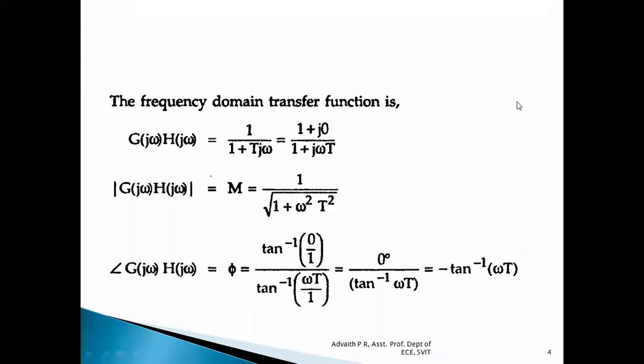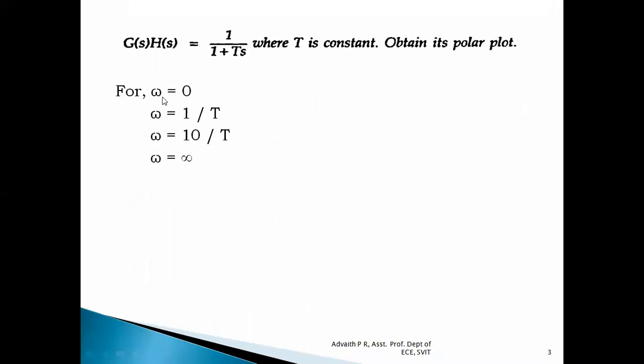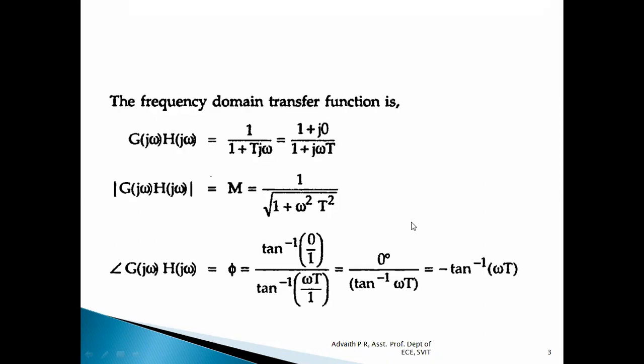If we observe, initially we'll be giving omega is equal to 0. Next, we'll be giving omega is equal to 1 divided by t. Next, we'll be giving omega is equal to 10 divided by t and omega is equal to infinity. For these values, let us see how the magnitude and phase angle vary.